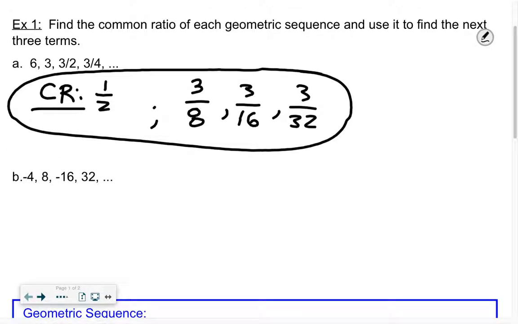Can we identify the common ratio for part B? -4, 8, -16, 32. And you're going to find when it alternates, your common ratio is going to be negative. Negative times negative gets us positive, positive times negative gets us negative, negative times negative gets us positive, etc.